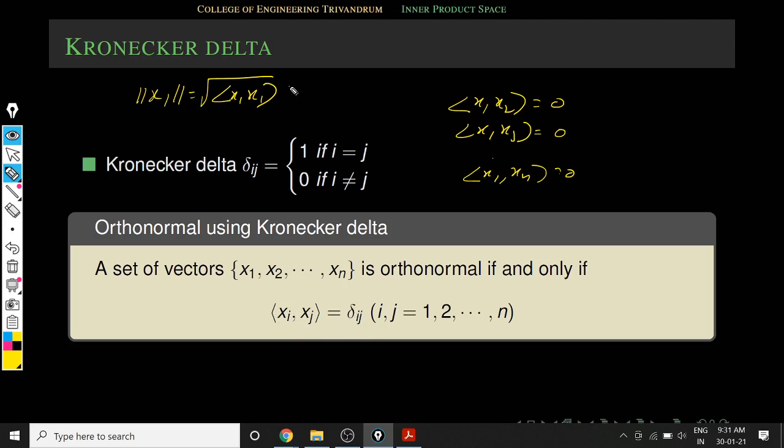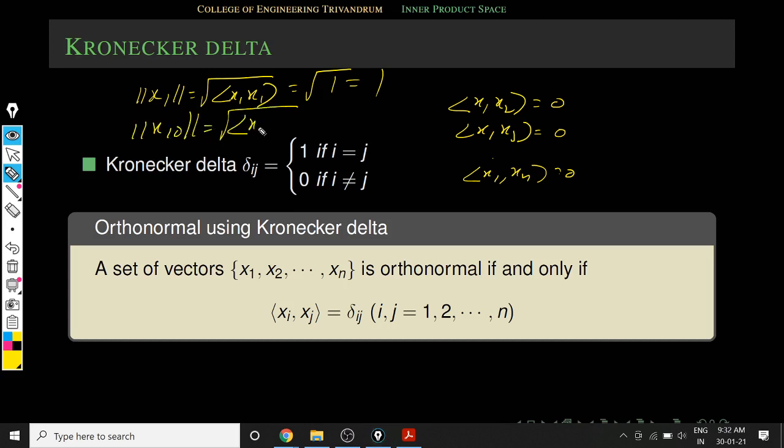Okay, so this is equal to square root of 1. And here this square root means positive square root. Okay, we know that norm is always non-negative. So positive square root of 1 is 1. So norm is 1. Okay, this is true for every other vector. Clear?